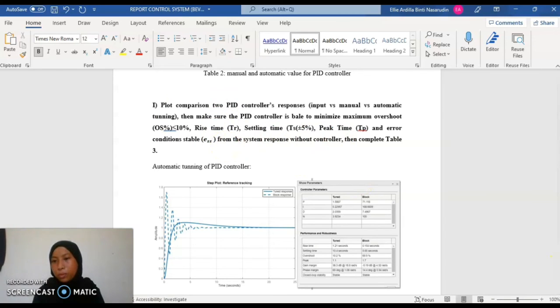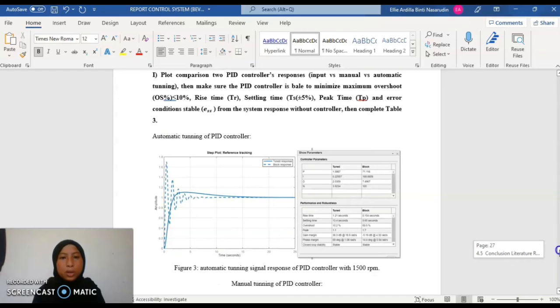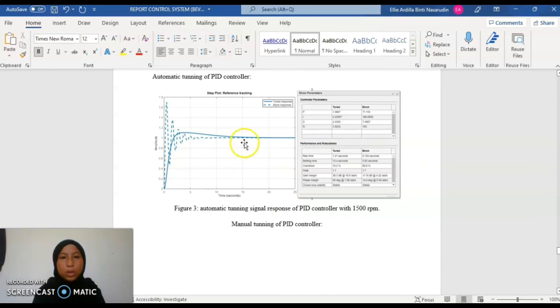Okay, so right here we have automatic tuning of PID controller. So this is the scope of step block. We have time in seconds versus amplitude. So basically this is the scope for automatic tuning of PID controller. So right here we also have the parameters. We have PID and we have performance and robustness. Okay, so right here we get the value of rise time, settling time, overshoot, and peak. Okay, so basically this is the automatic tuning signal response of PID controller with 1500 RPM.